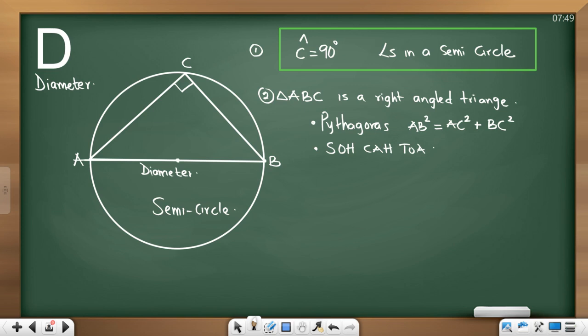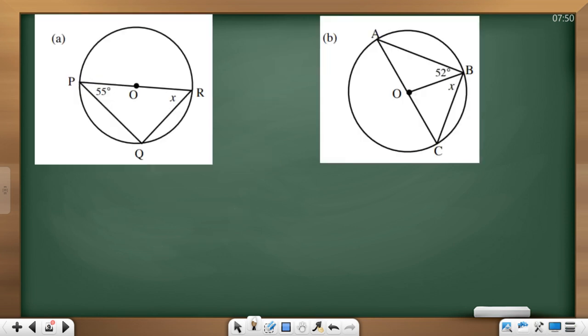But when you see a diameter, these are the two things you are thinking about. Angle C is 90 degrees, angle in a semicircle. And number 2, it forms a right angle triangle. And that tells me that I can use the theorem of Pythagoras, and I can also use SOHCAHTOA.